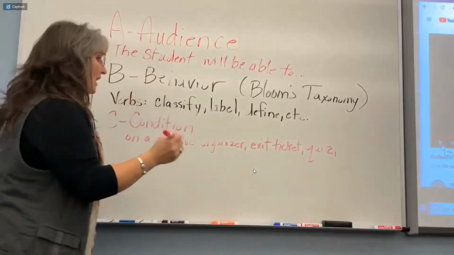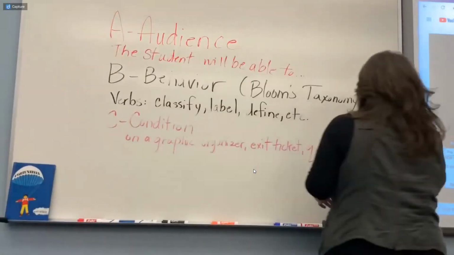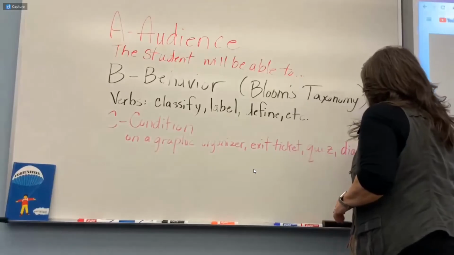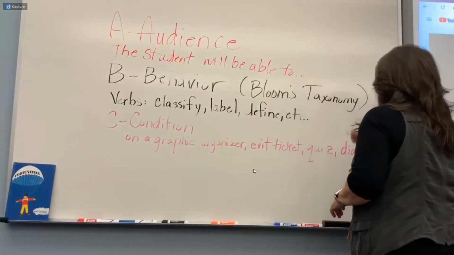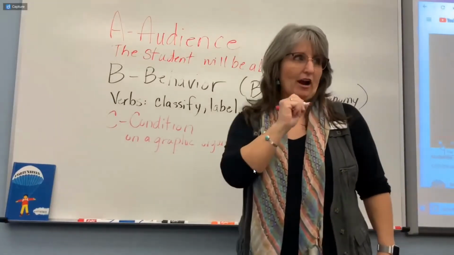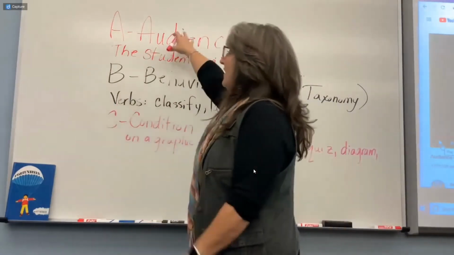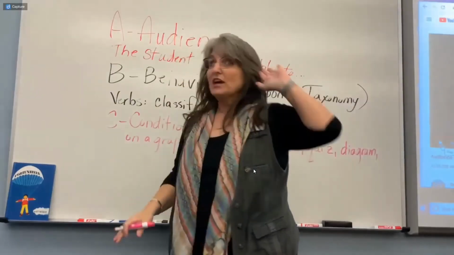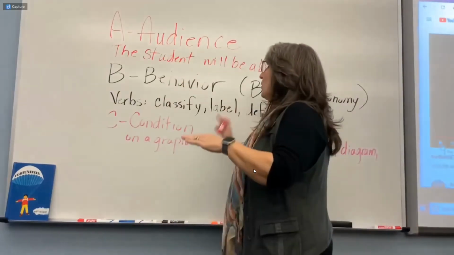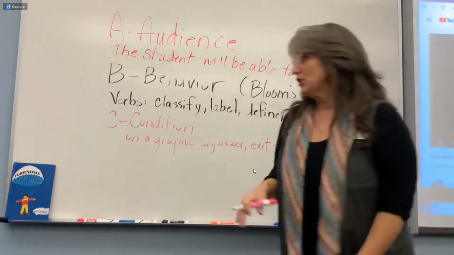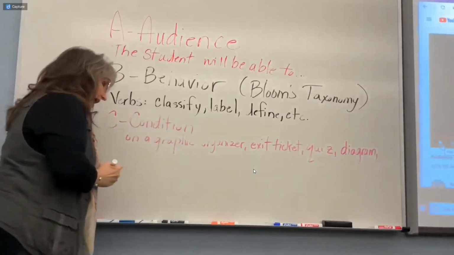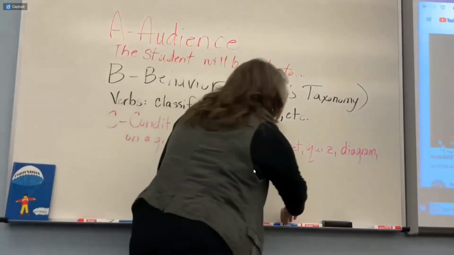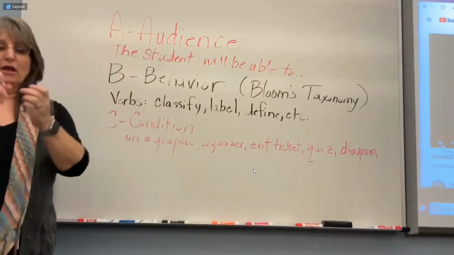Maybe it's going to be on a diagram, etc. All right? So we have our A, which is what? Audience. We have our B, which is behavior. We have our C, which is our condition. All right. So we have, let's see, we're going to use the blue.